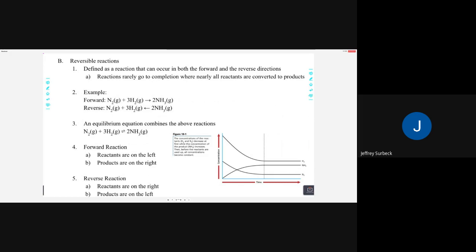Think of this as I-55. It's an interstate, and you have cars going north, and you also have cars going south. At equilibrium, technically, we would have the same number of cars going north as we would going south.